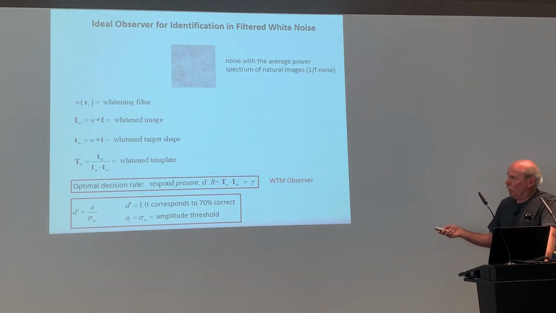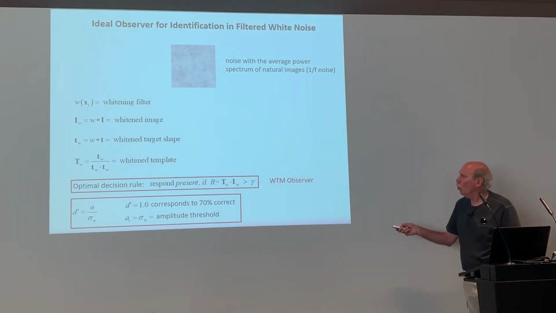So we whiten the image, have a whitened template, and then you just take the whitened receptive field and take the dot product with the whitened image. That gives you a response. If it's greater than criterion, you say, yep. And the d prime would be the same, and all that stuff. Okay?